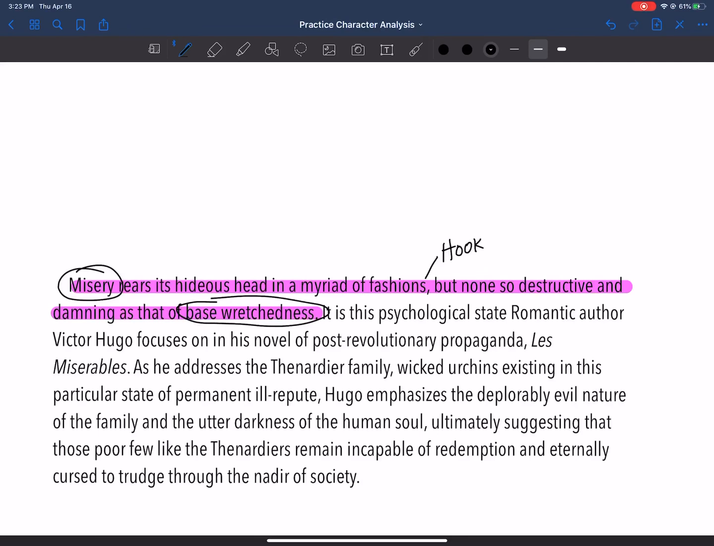So I like my hook here. I think that it's a little unique. It's not super formulaic, but it does go ahead and tell me what my paper is going to be about, which is the idea of a hook.